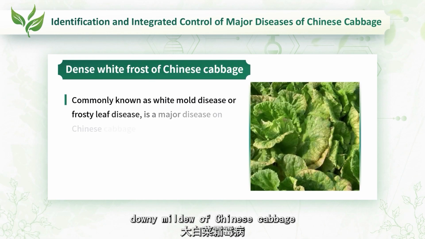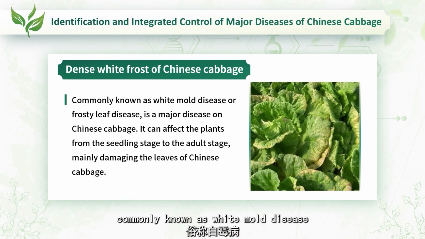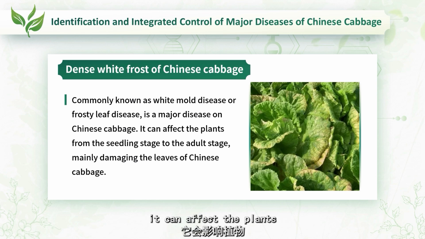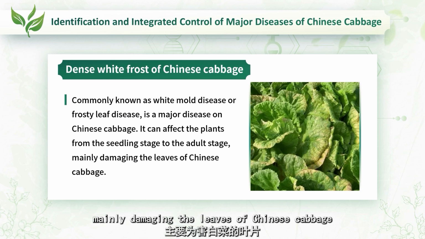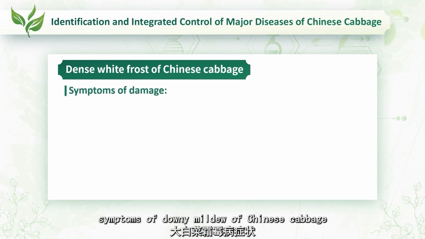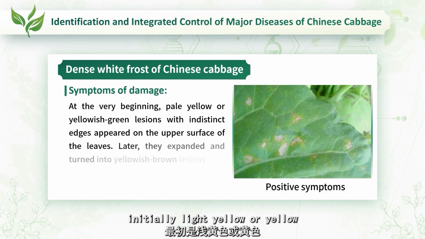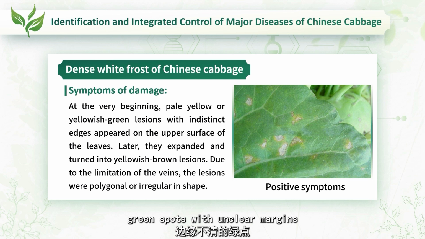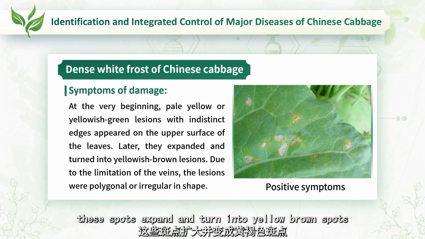Downy mildew of Chinese cabbage, commonly known as white mold disease or frosty leaf disease, is a major disease on Chinese cabbage. It can affect the plants from the seedling stage to the adult stage, mainly damaging the leaves. Symptoms of downy mildew of Chinese cabbage: initially, light yellow or yellow-green spots with unclear margins appear on the front of the leaves. Later, these spots expand and turn into yellow-brown spots.